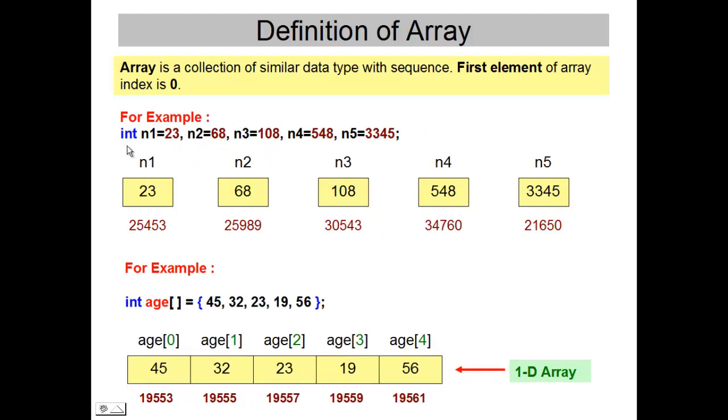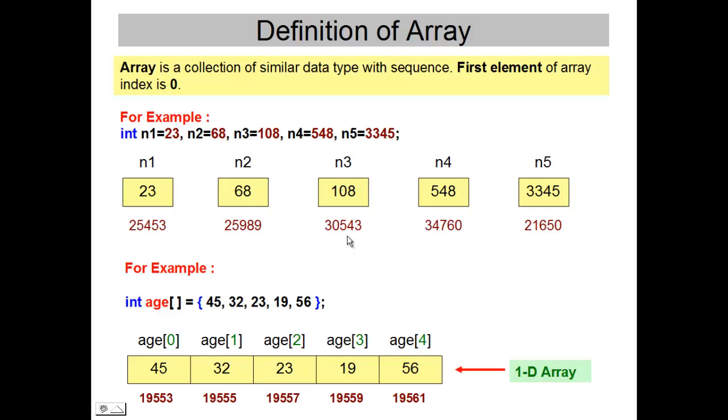Now another example is the number array. If we want to store 5 numbers, we create 5 variables for this, like this: integer n1, n2, n3, n4, n5. So the values are 23, 68, 108, 548 and 3354. Each variable is also at a different location: n1 in one location, n2 in another location, n3 in another location, n4 another, n5 another, and the value is stored there.